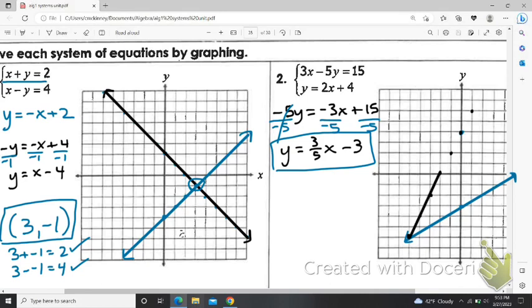So, let's see here. It's coming on down that way. This point is where they intersect. So that is -5, -6.